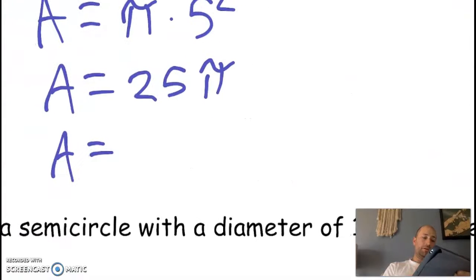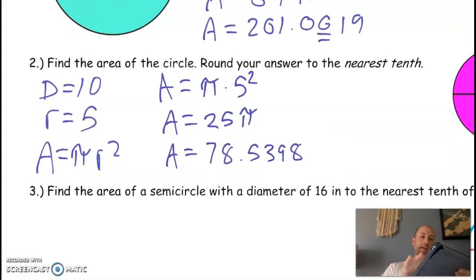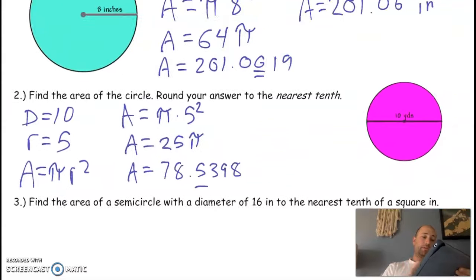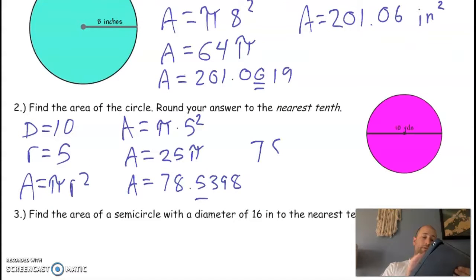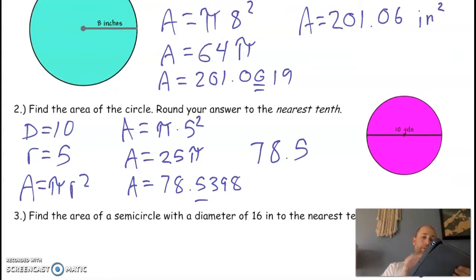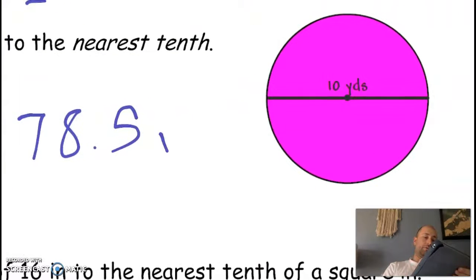So area is equal to 78.5398, nearest tenth, so that is 78.5. This one is yards, so that is yards squared.